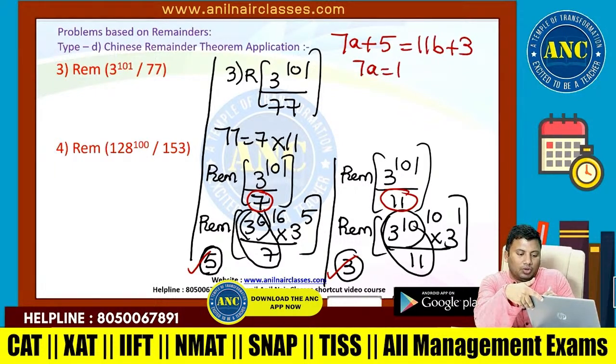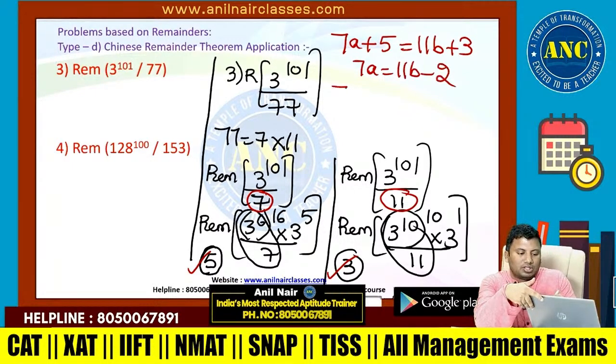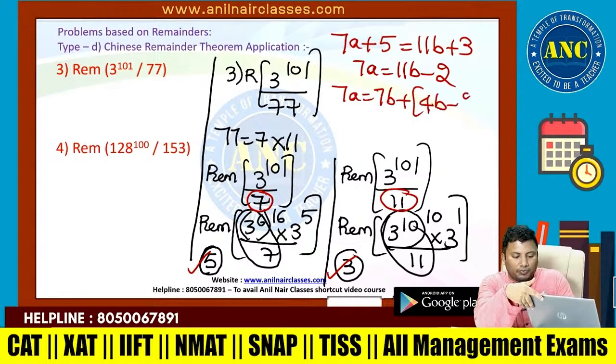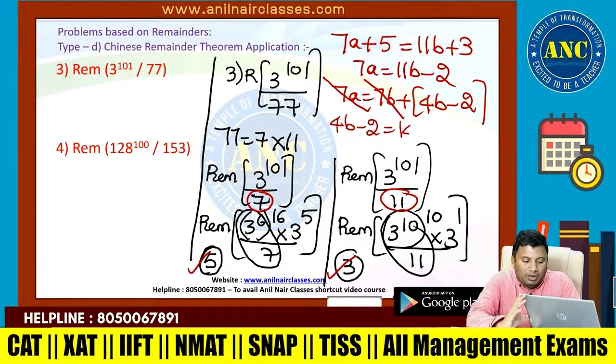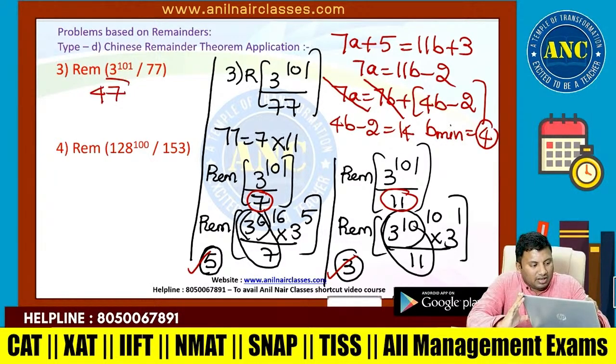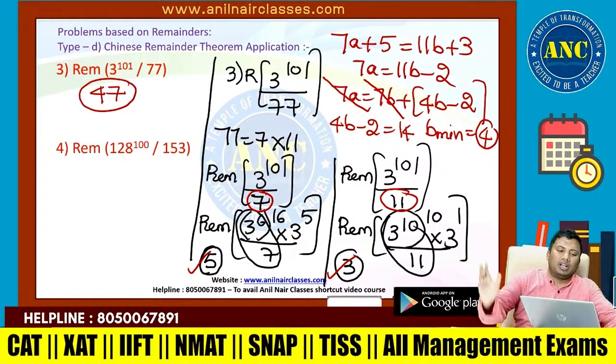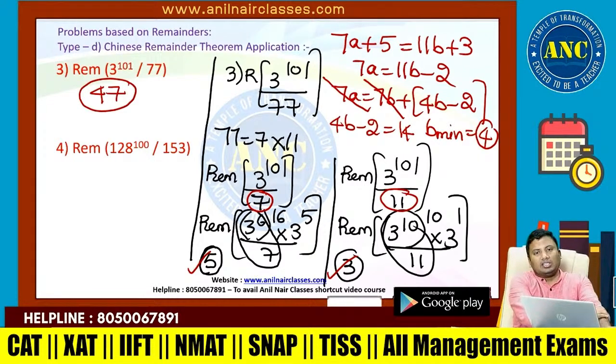7a equivalent to 11b minus 2. 7a equivalent to 7b plus 4b minus 2. These are divisible by 7, so 4b minus 2 is divisible by 7. 4b minus 2 is an even number, so 4b minus 2 should be 14. So b minimum value is 4. 11 4s are 44 plus 3, 47. Third one answer is 47.